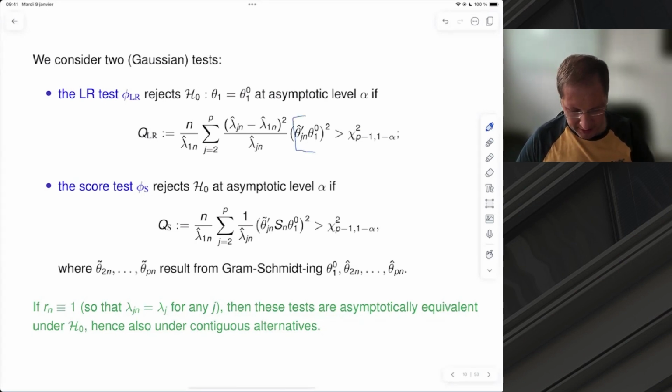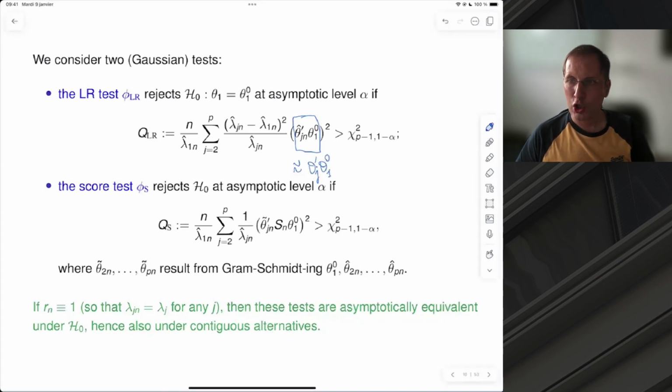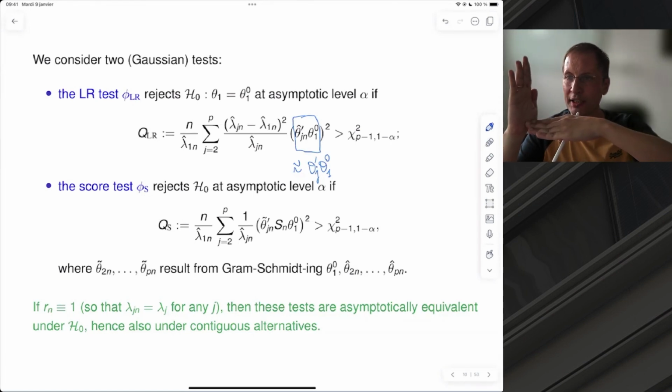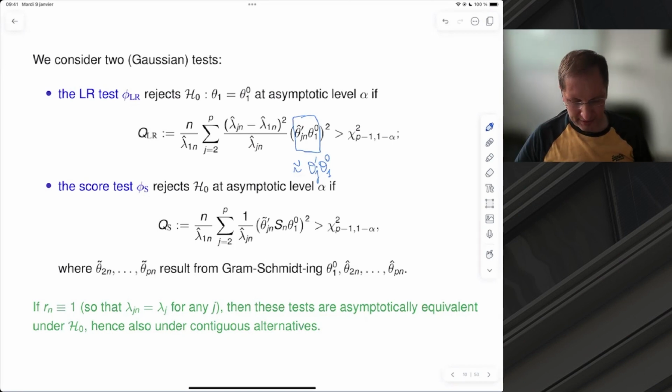So here you see that you have an inner product between the estimate for theta j and the value you test for theta 1. Of course this will estimate the true inner product. And if theta 1 coincides with theta 1,0, then this inner product should be the inner product between mutually orthogonal eigenvectors. So this inner product should be 0, right? So you expect this quantity in the blue box there to be close to 0, right? So you expect its square to be small.